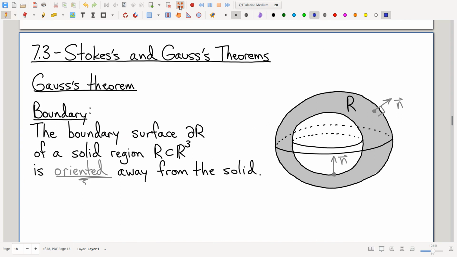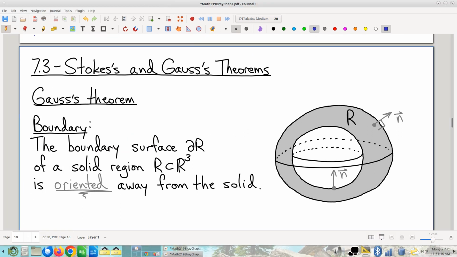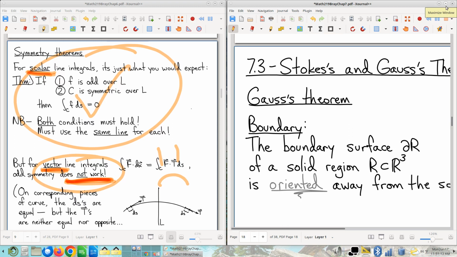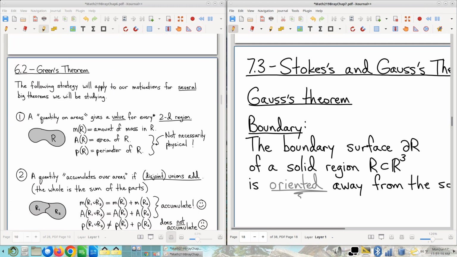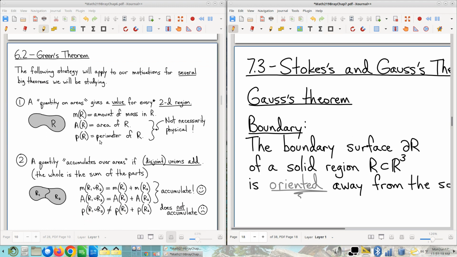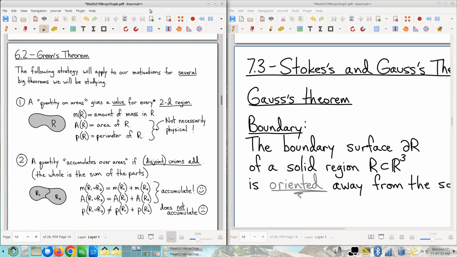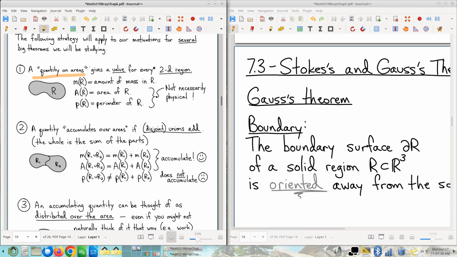But before we do, we're going to very quickly flash back to Chapter 6 here, and I want y'all to remember this discussion we had before we got into Green's theorem. We had this discussion here about what is a quantity, what specifically is an accumulating quantity. So the whole is the sum of the parts.